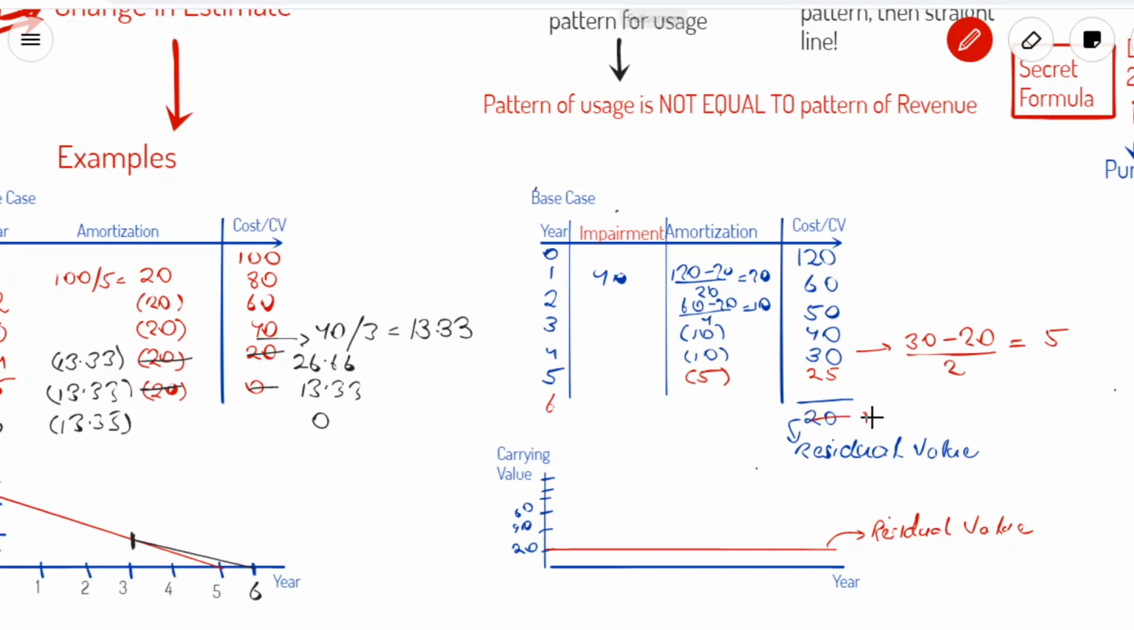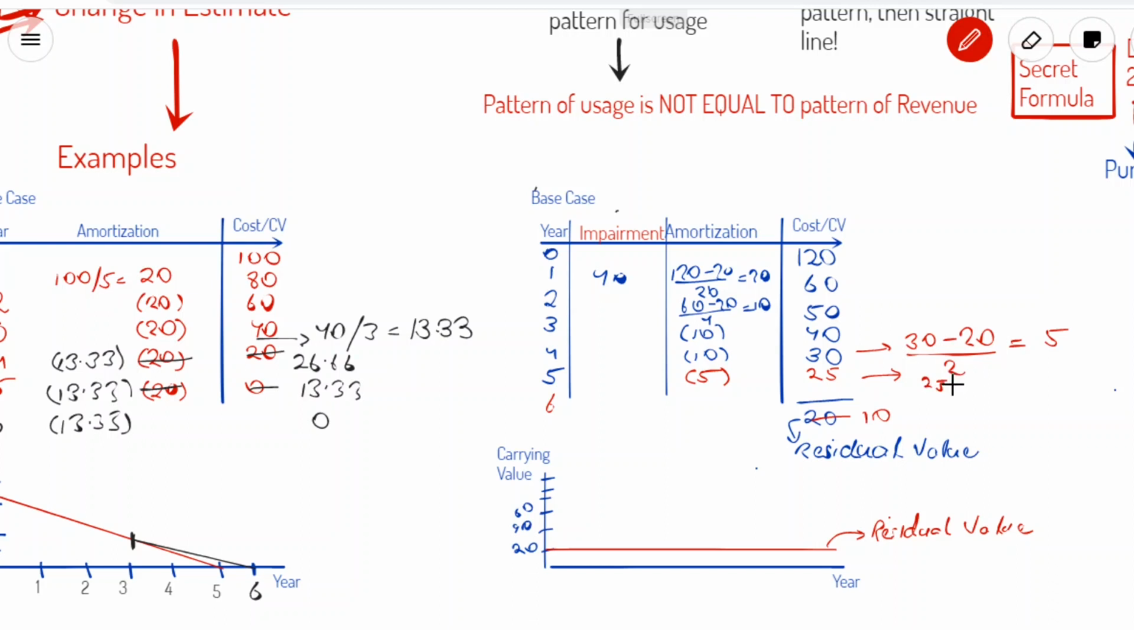Now, if at the end of 6th year, we realize that our residual value is actually only $10, what do we do now? Just like we have been doing, we would be updating our estimate, which means that the carrying value at the starting of the 5th year was 30 minus 5, which is $25. And now we have to amortize it for 1 year.